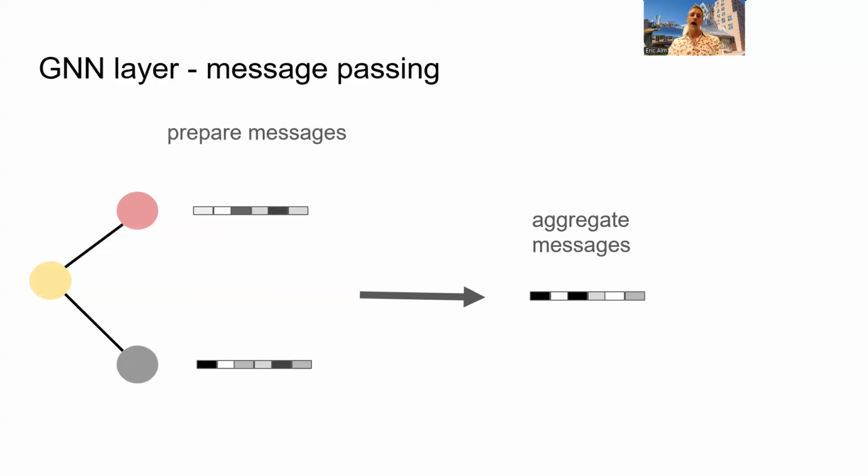So I need to aggregate those messages. What are the different ways I can aggregate them? Well, I've taken those latent vectors, I probably multiplied them by some matrix, so now I have some new latent vectors. I can just add them to the vector that's currently at the yellow node. That seems very reasonable, but let's think about this. What if one of my nodes in this network is only connected to one other node, and I have a different node in the same network that's connected to 20 different nodes?